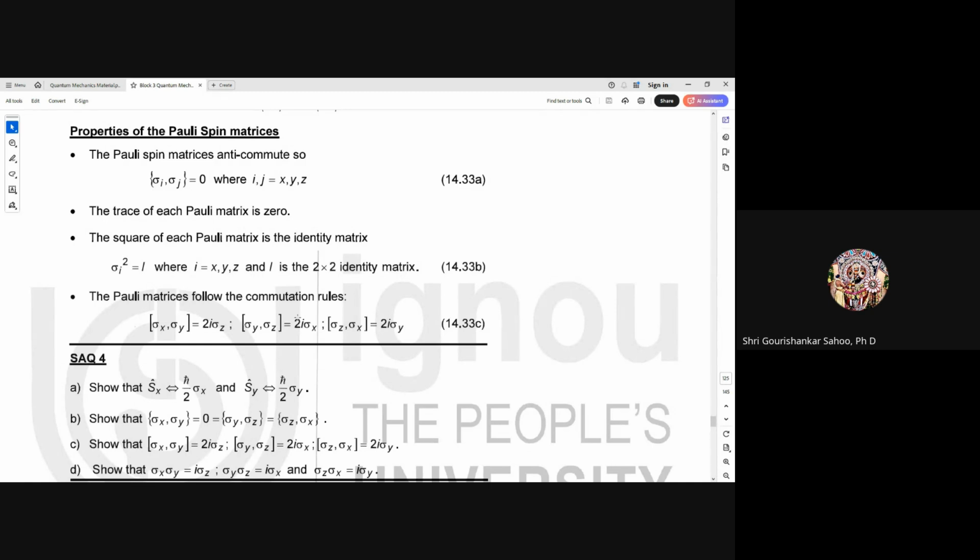Anti-commute. So the square of each Pauli matrix is the identity matrix. So sigma_i squared is equal to 1. The Pauli matrices follow the commutation rules: the commutator of sigma_x and sigma_y gives you 2i sigma_z. Similarly, the commutator of sigma_y and sigma_z gives you 2i sigma_x, and the commutator of sigma_z and sigma_x gives you 2i sigma_y.